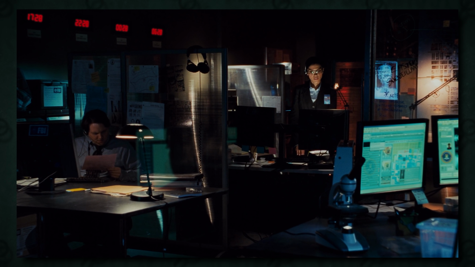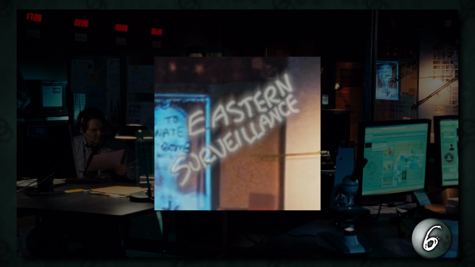Additionally, when we see the inside of the FBI headquarters, the words Eastern Surveillance are written on a window, as if to suggest that Jigsaw City is on the East Coast, and a line from Britt Stevenson later on could be alluding to the fact that she works nearby in New York City.